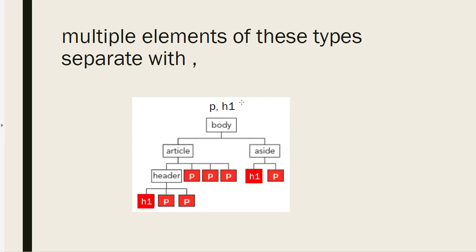If you want to do two different kinds or more, you can just add them and put a comma between them. So you put a comma between them, then the style will be applied to all of the p elements and all of the h1 elements.